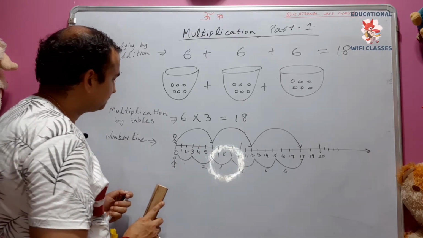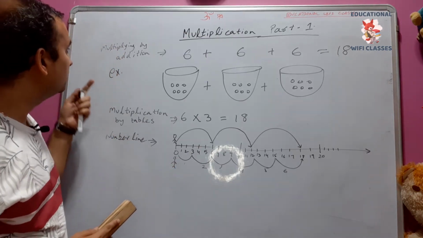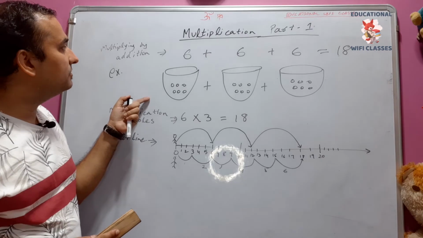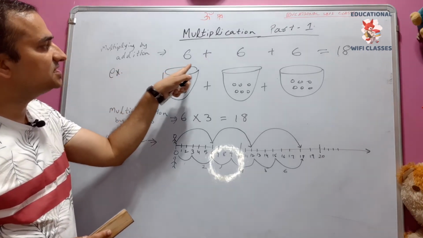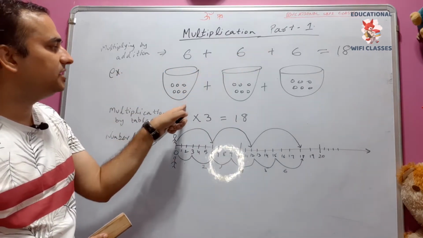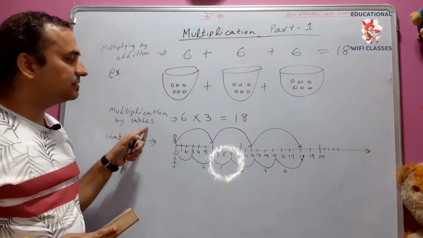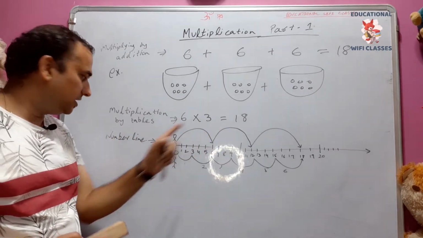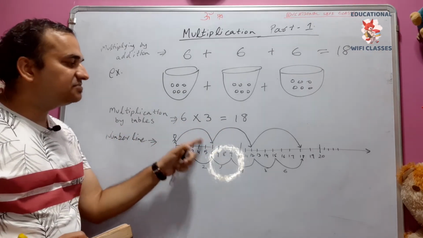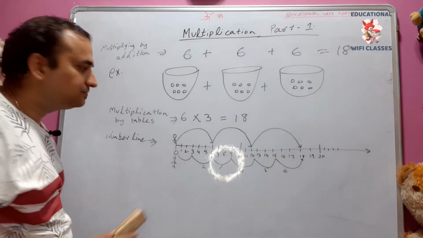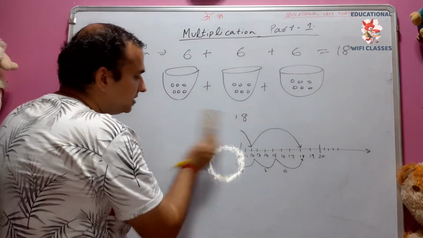So by now you can write down that we can do multiplication by addition, that is 6 plus 6 plus 6 is equal to 18, or by using the tables, that is 6 times 3 is equal to 18, or by number line, that is by jumping like this. Okay, so let's move on.